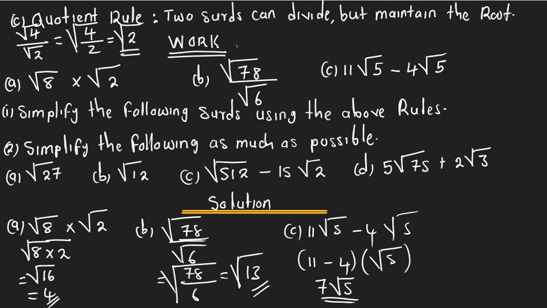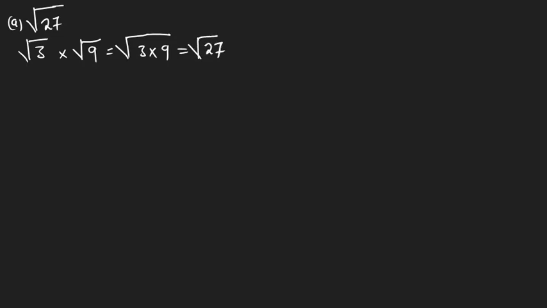Simplify the following as much as possible. The first one is square root of 27. According to sets, I can break this into root of 3 multiplied by root of 9, because I know that according to the product rule, this is just the same as 3 multiplied by 9, which gives me root of 27. I know that the square root of 9 is 3. So this is just the same as 3 root of 3.